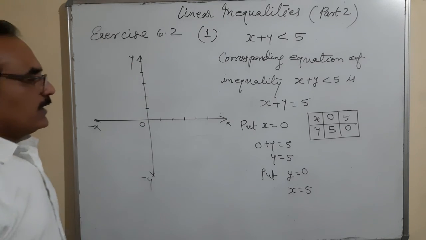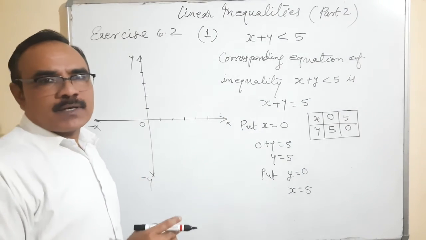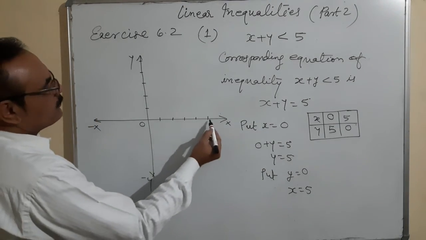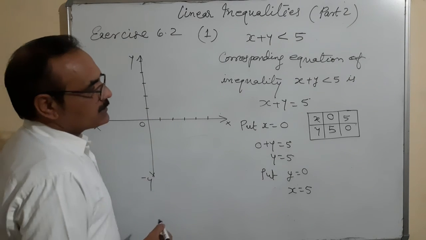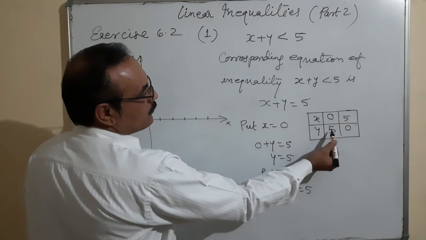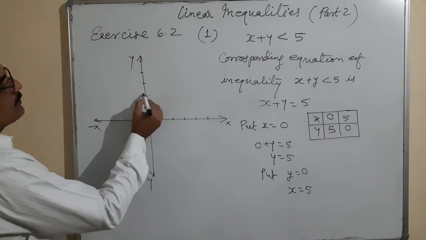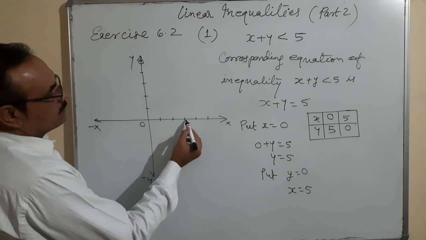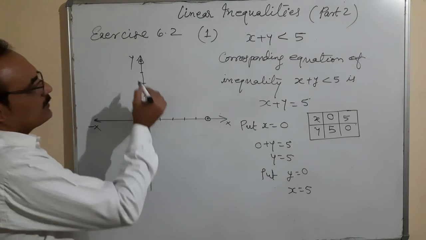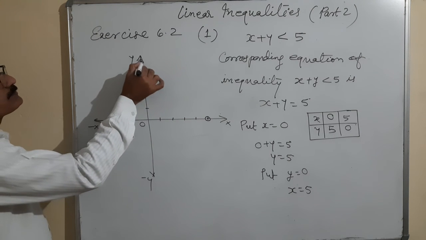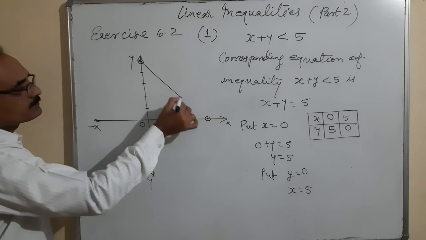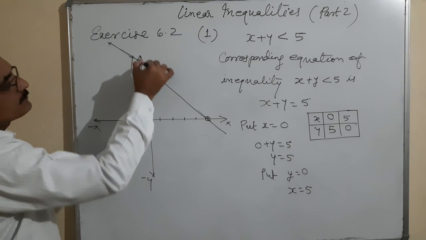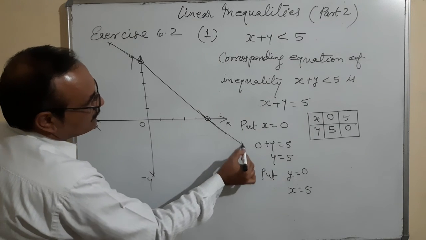Okay. And this work will be done on the graph paper using pen, pencil and ruler. Okay. So 1, 2, 3, 4, 5 on both axes. One coordinate is 0 comma 5, x is 0, y is 5. Second is 5 comma 0. Okay. You can join it. So this is the line.